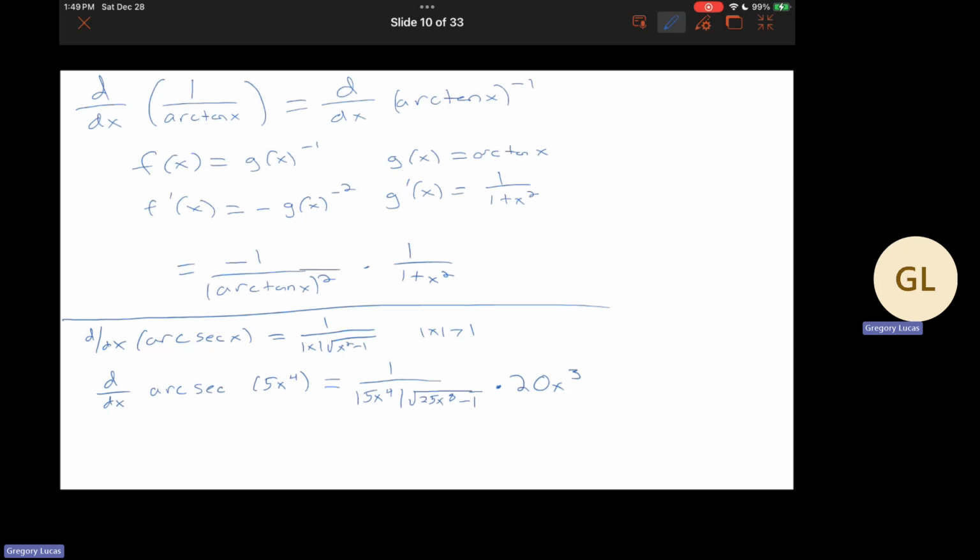Okay. And then we have to be careful. We just have to note that 5x to the 4th has to be greater than 1. So just a little domain restriction there. And we don't need the absolute value here because anything to the 4th power is going to be positive. So the absolute value doesn't have any meaning here. Okay.